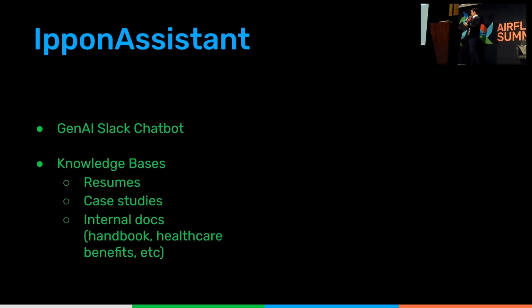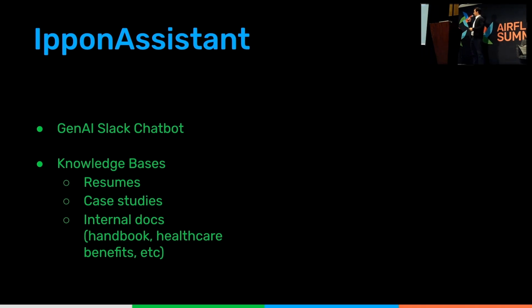So I want to talk quickly about a chatbot that we did at my company. We called it Epon Assistant. Very simple. It's a GenAI Slack chatbot. It has access to different knowledge bases. So if you remember, my company, we're a consulting firm. So we have a lot of resumes. All our consultants have a resume.